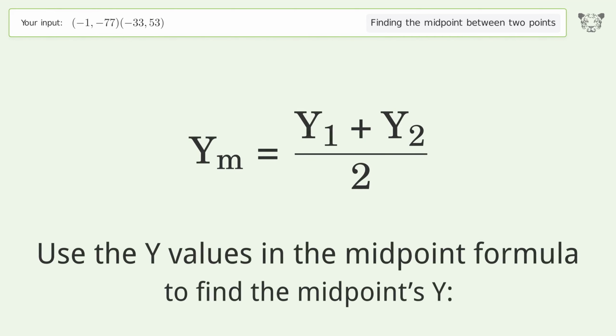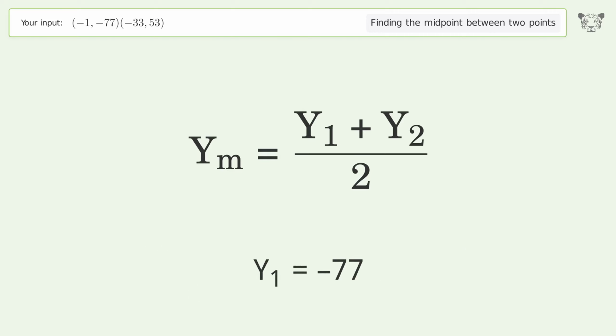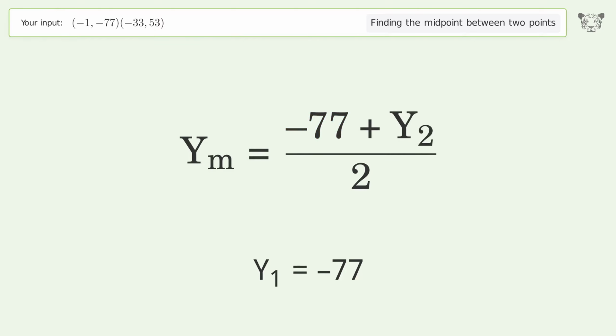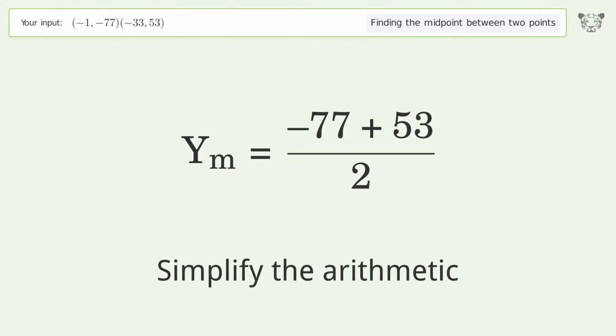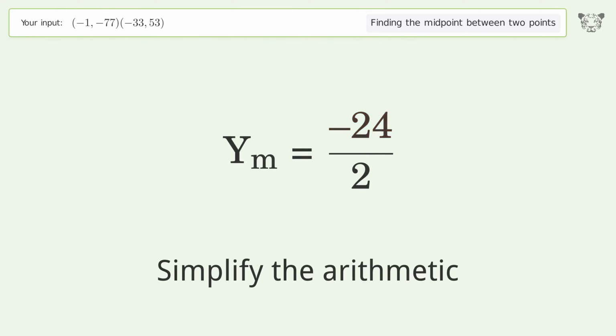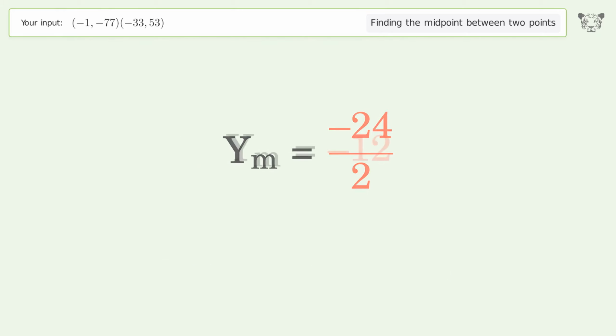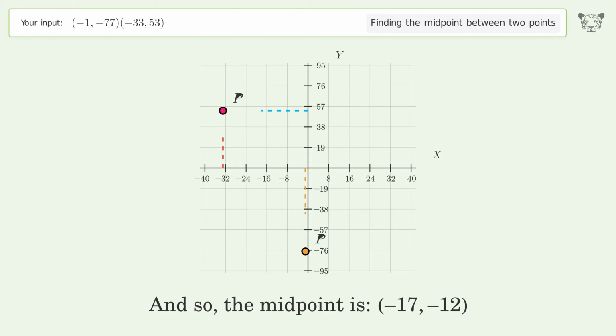Use the y values in the midpoint formula to find the midpoint's y. y1 equals -77. y2 equals 53. Simplify the arithmetic. And so, the midpoint is -17, -12.